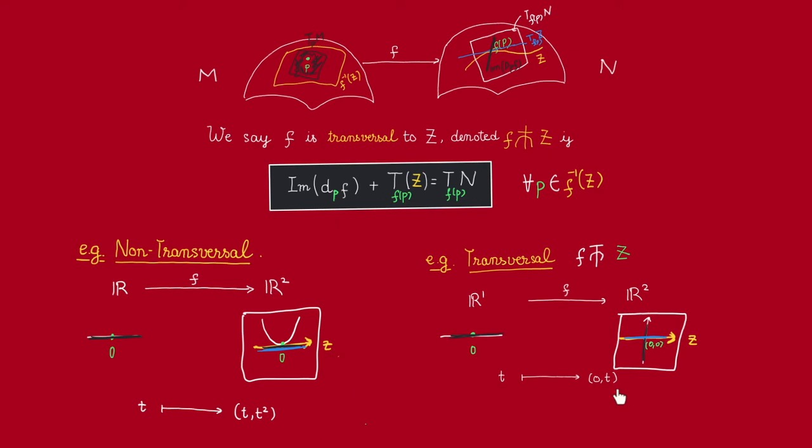So from these two examples, we have some intuition about transversality. In the first case, this is not transversal because the image of F and Z share some common tangent direction. Somehow this captures the idea of intersection multiplicity. Whereas in the second case, the image of F and Z do not share any common tangent directions. So no tangent direction goes wasted. And that's the idea of transversality.